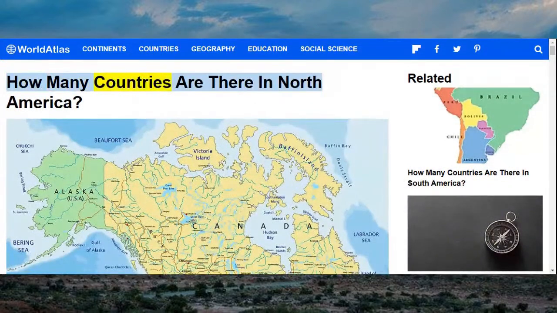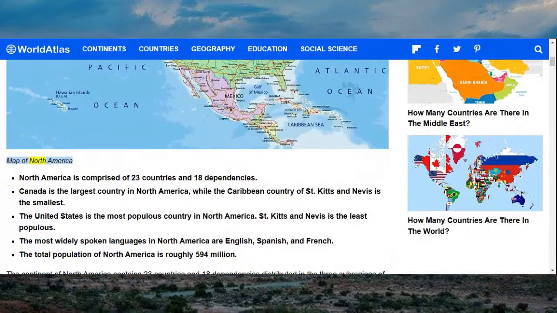How many countries are there in North America? Map of North America. North America is comprised of 23 countries and 18 dependencies.